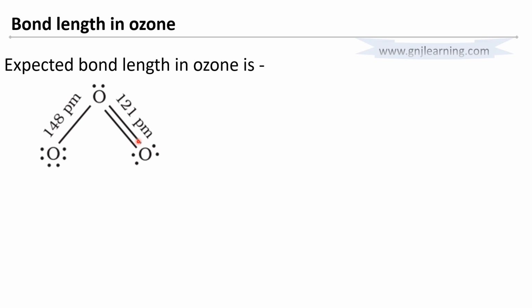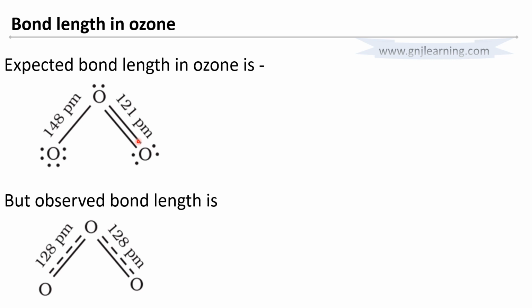But they tried to measure the bond in ozone. So using experiments, they tried to measure the bond length in ozone, and the result was quite surprising. Observed bond length was this one. That is, both the bonds were of the same type. That was 128 picometer.